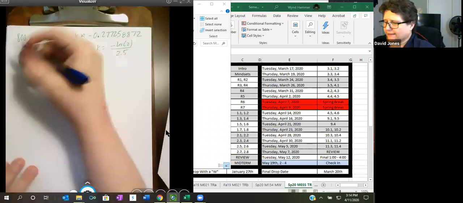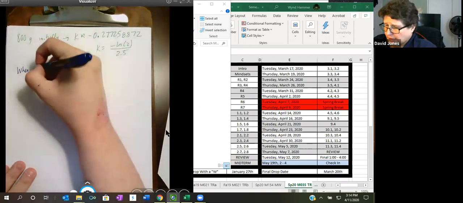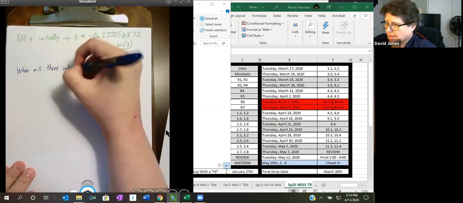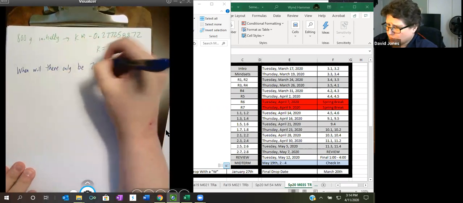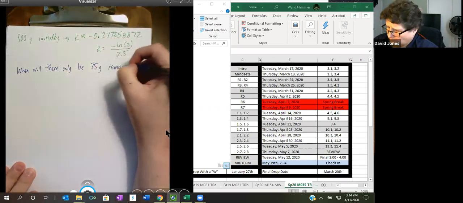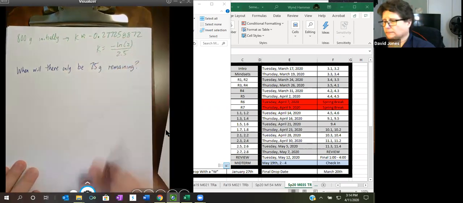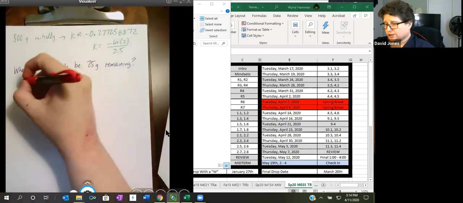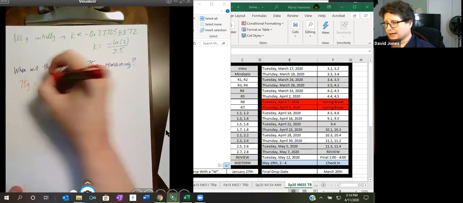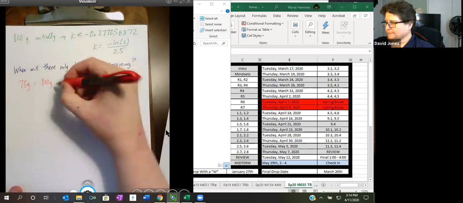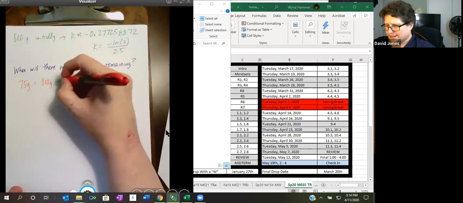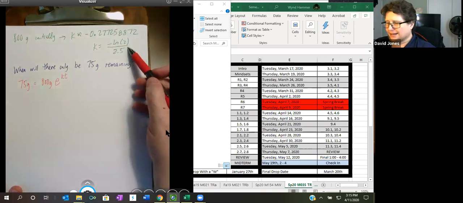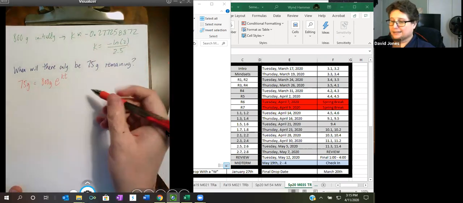When will there only be 75 grams remaining? So we start off with 800 grams, and we end with 75 grams. We have e to the kt. We know what k is. I'm going to leave it, and I'll plug it in later. I'm going to solve for t.